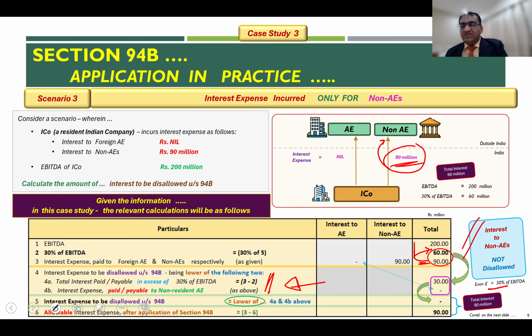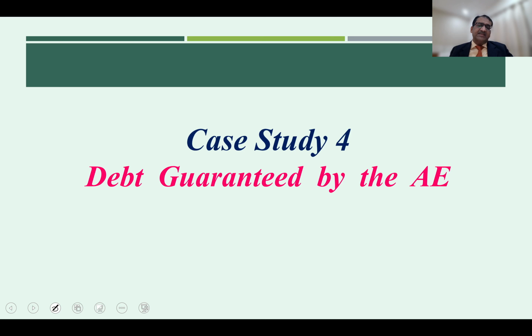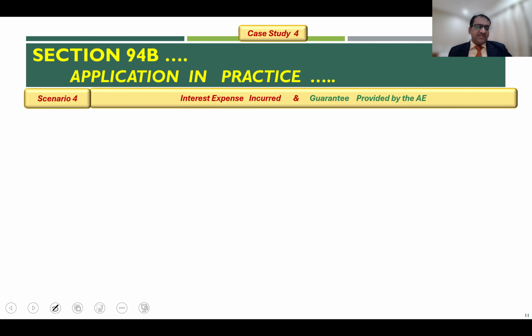Now, this brings us to the last case study for the day. Remember, we have spoken in one of the previous videos about the guarantee being given by the AE for the loan given to the Indian company. Let us see this case study where the debt is guaranteed by the AE, and by virtue of that guarantee, an equal and corresponding amount is deposited by the foreign AE with a foreign lender. So let's see this case study.